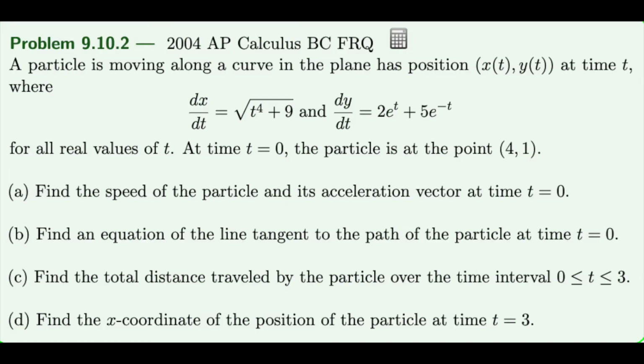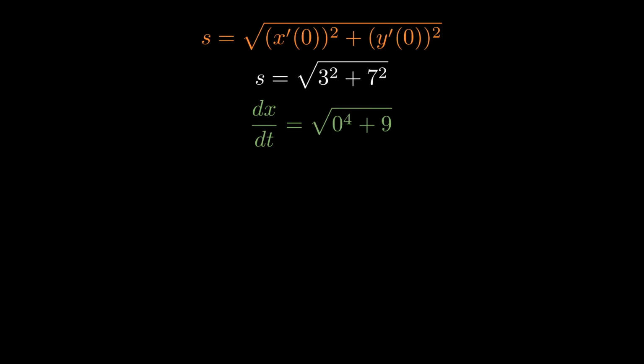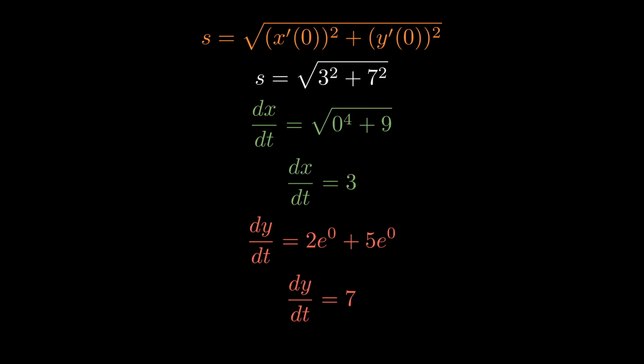For part A, we want to find the speed of the particle. The speed of the particle is simply the square root of dx over dt squared plus dy over dt squared. Since this is a calculator-based free response question, we can easily find x prime of 0 and y prime of 0. We simply use a calculator to find that dx over dt at 0 is 3, and dy over dt at 0 is 7. Then we can plug that in to get the square root of 3 squared plus 7 squared, which is the square root of 58.